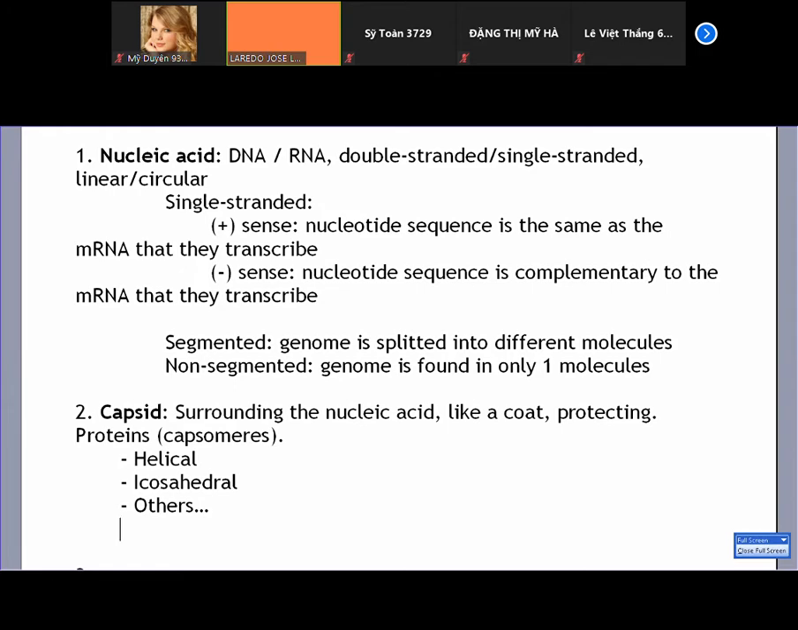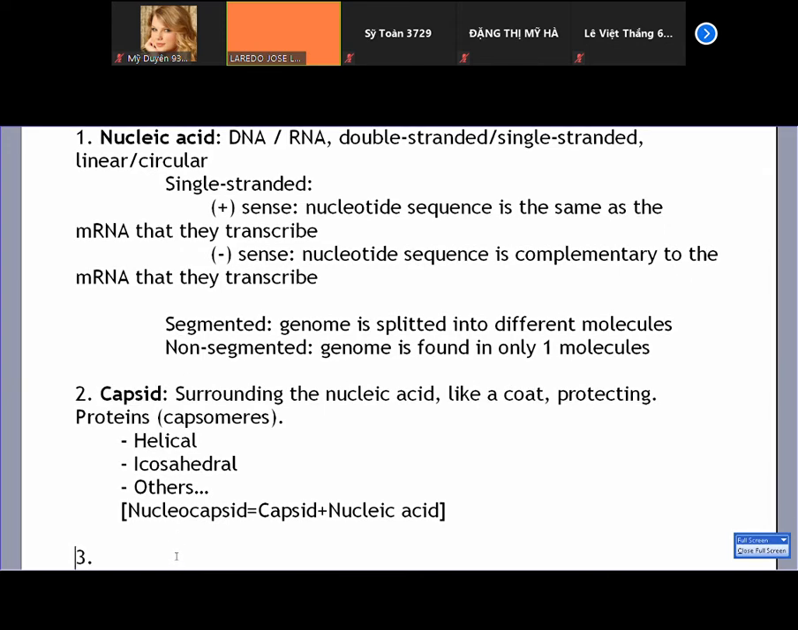And there is another concept, the concept of nucleocapsid. Nucleocapsid is the capsid and the nucleic acid together. So this is another concept. So what is the capsid? The capsid is a coat of proteins that protects the nucleic acid.